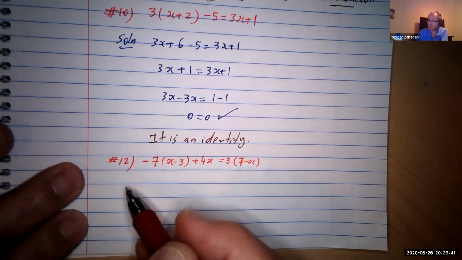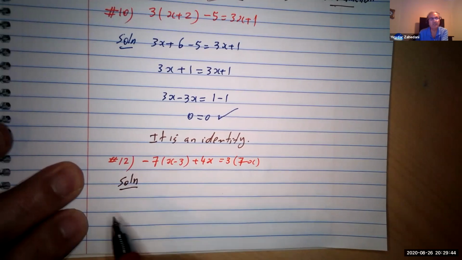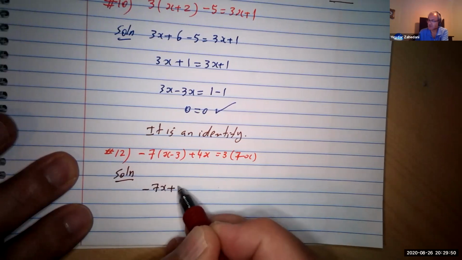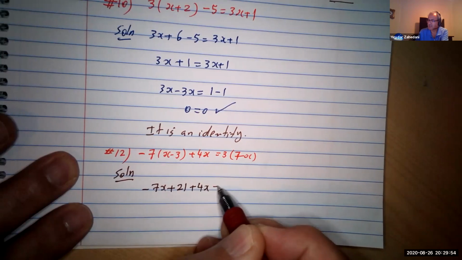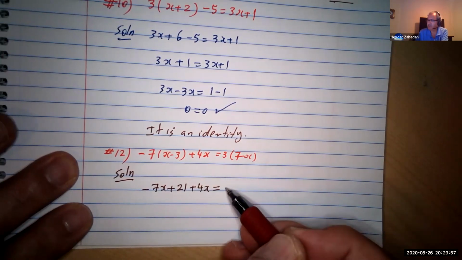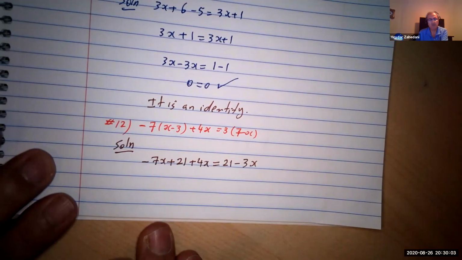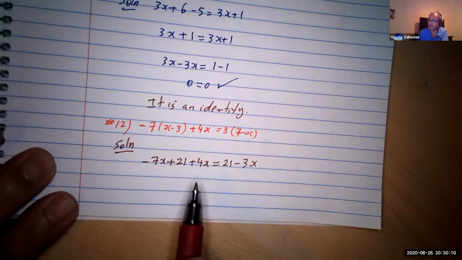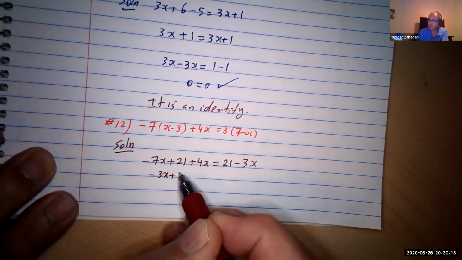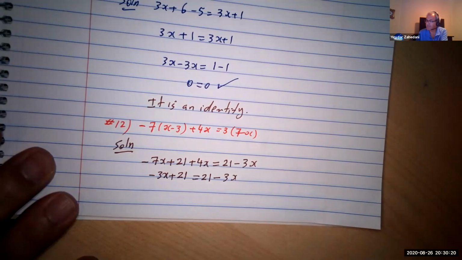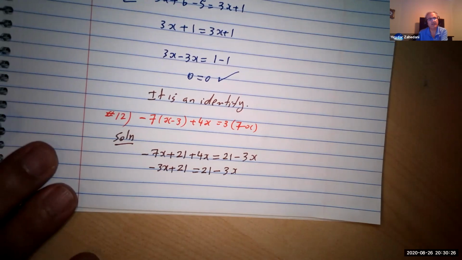Distribute negative 7 inside. We get negative 7x, negative times negative is positive, so that gives us 21, plus 4x, and we distribute 3 times 7, 21, minus 3x. Combine the like terms. Negative 7x and 4x would be negative 3x, plus 21, and this is going to be 21 minus 3x. It's the same thing. It's an identity. I didn't get anything new.